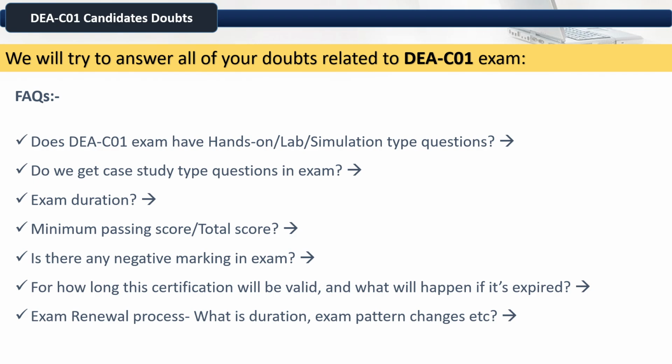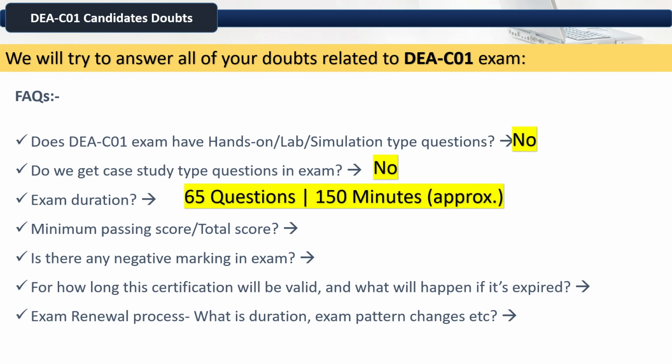We will try to answer all of your doubts about the DEA C01 exam, such as: the exam does not have any hands on lab or simulation type questions. There are no case study type questions in the exam. The exam duration is around 150 minutes, in which you have to cover 65 questions. The minimum passing score is 720 out of 1000. There is no negative marking in the exam. This certification will be valid for 3 years after you earn it. About the exam renewal process, you have to recertify.